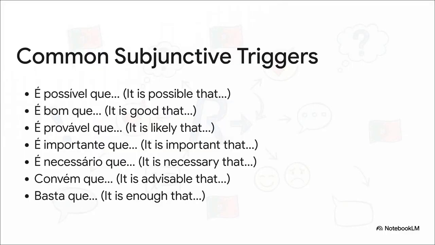Here's some of the heavy hitters you'll see all the time. Phrases like é possível que, or é bom que, or é importante que. The moment you see one of these, a little bell should go off in your head telling you the subjunctive is probably coming right up.